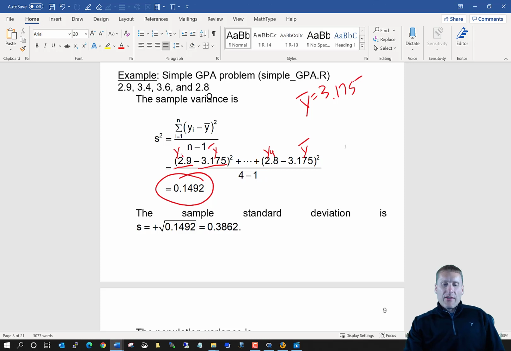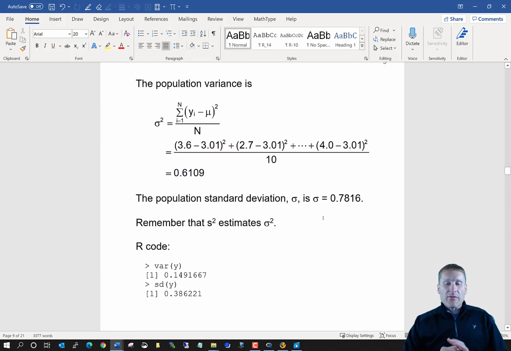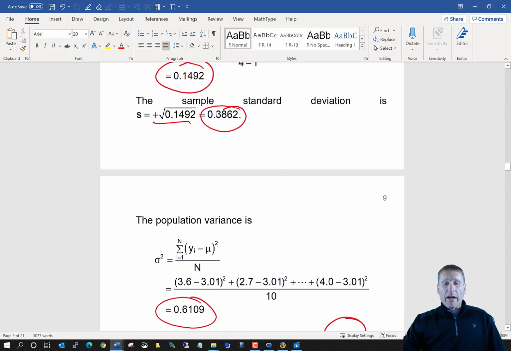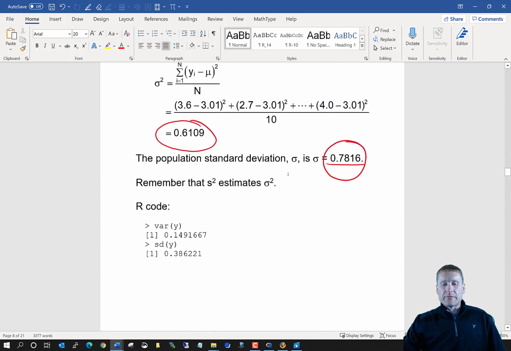So, the sample standard deviation then is the positive square root of 0.1492, or 0.3862. One could calculate the population variance as well, and we get 0.6109. Population standard deviation is 0.7816. Now, again, remember, S squared estimates sigma squared, or equivalently, S estimates sigma. And so we can see that we were somewhat off. The true population standard deviation is 0.78, but we got 0.38 for our sample.